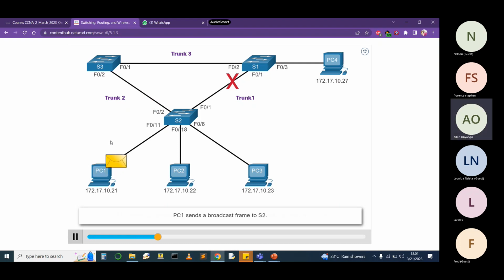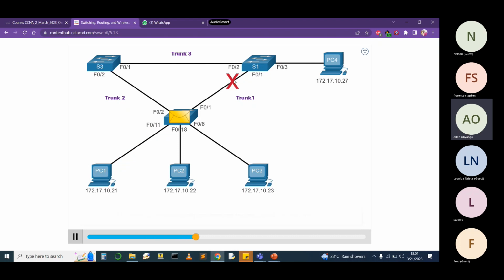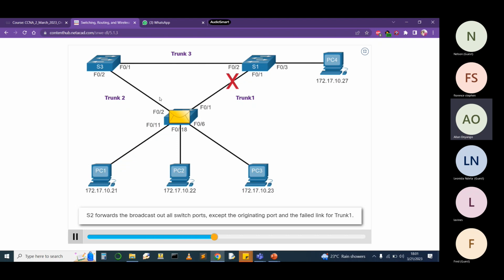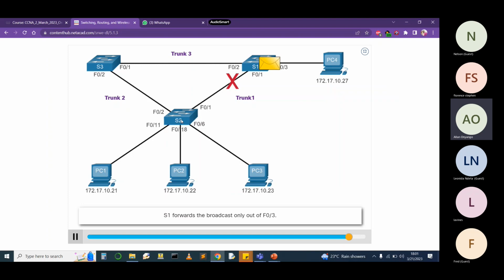See that? So PC1 sends a frame, and the spanning tree realizes that this port is manually blocked. So it opens this one, and the frame can now go through S3. From S3, of course, to PC2 and PC3. S3 sends it to S1, but S1 can never bring it back to S2. And that is the objective of spanning tree. That is the major objective of spanning tree. The frame should never come back to where it originated.